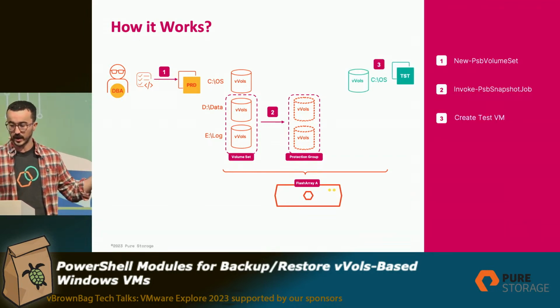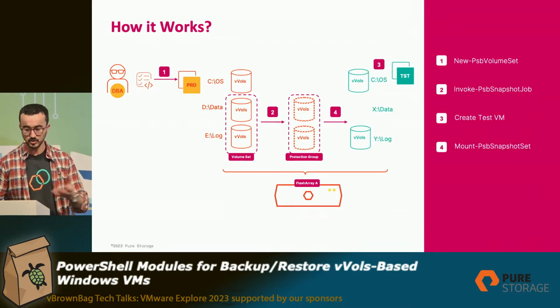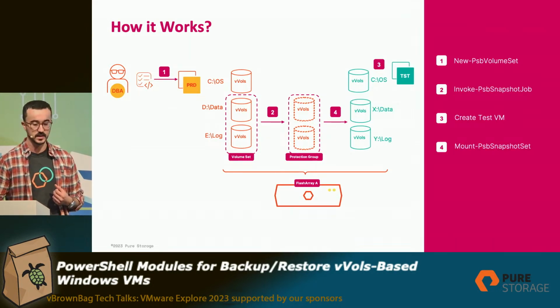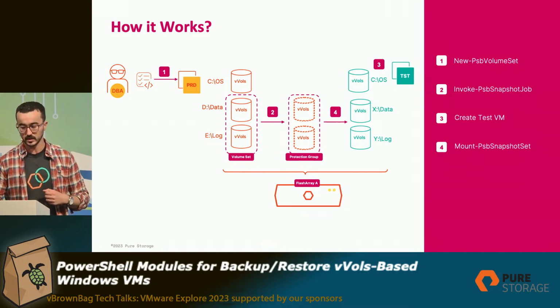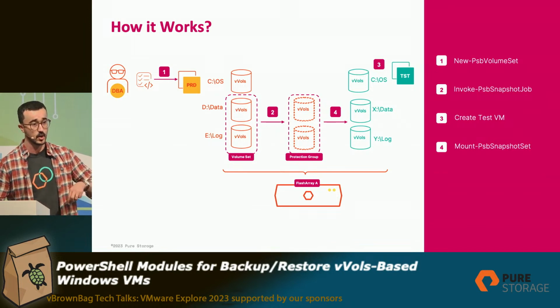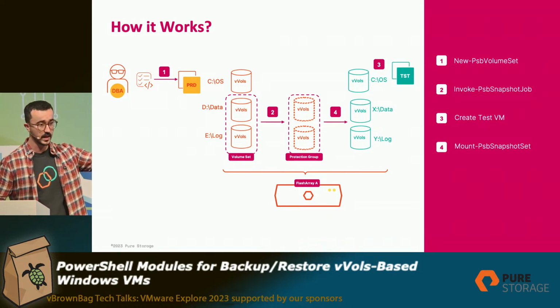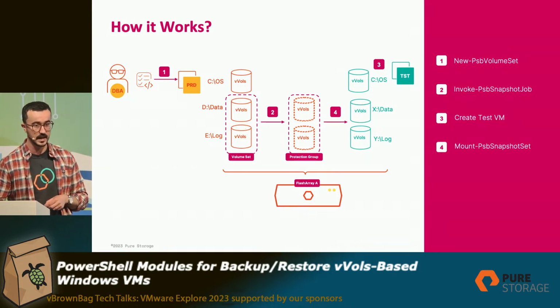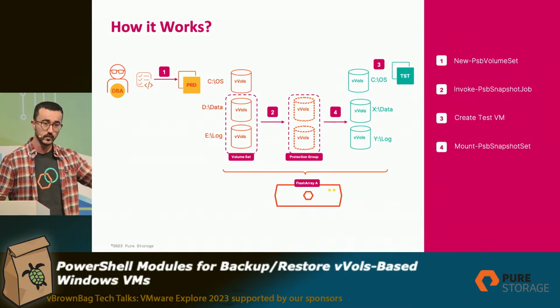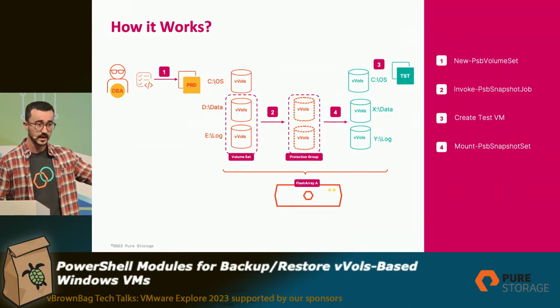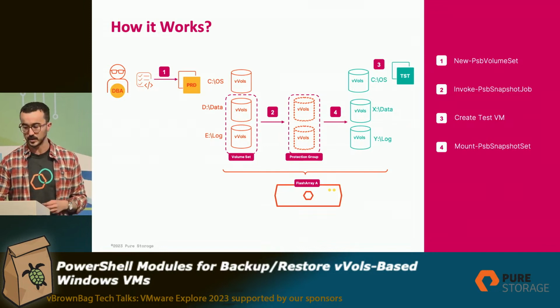So I might just go and create a new test VM and then just refresh those databases from my vVols attached volumes. The way to do that is just executing the mount snapshot set. The mount snapshot set is just going to tell me which volume set I want to take the snapshot back from, and then go through, enumerate through the snapshot history, get the latest one, and then mount it to a new server.